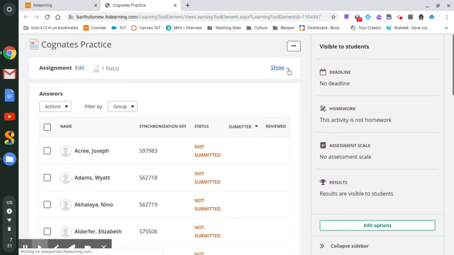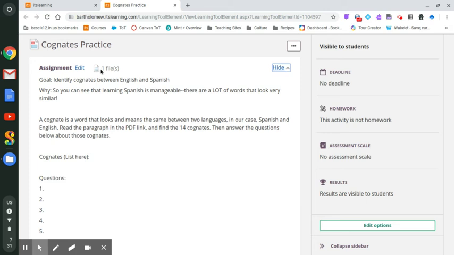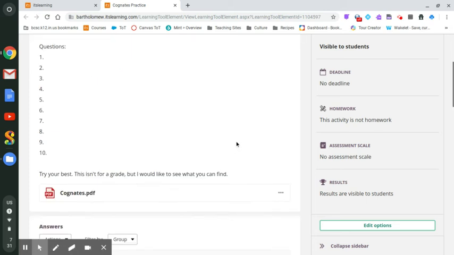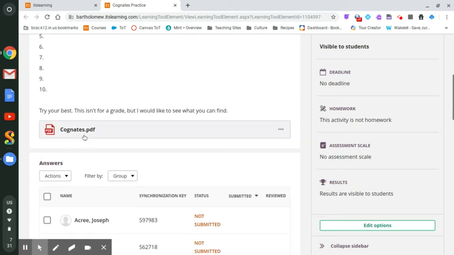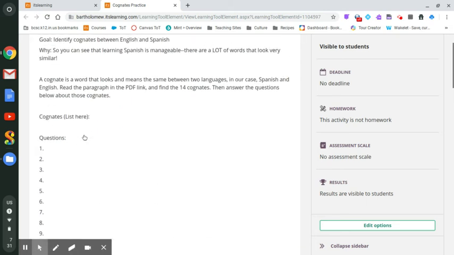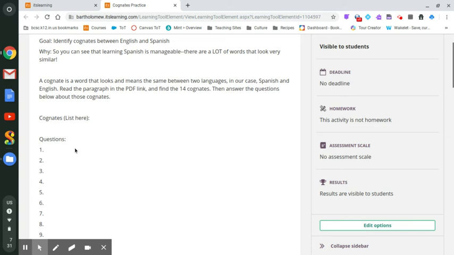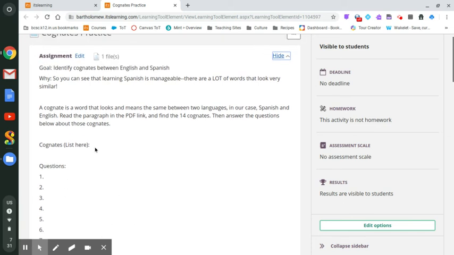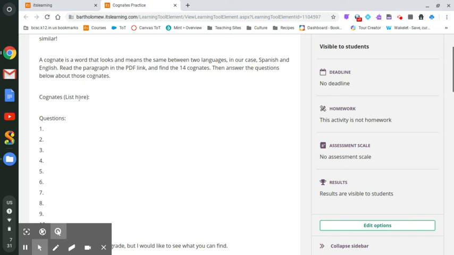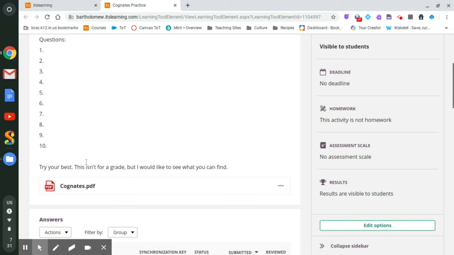So if we're looking at this, what you're going to do is you want to look at this file. It's right here, PDF, and you can answer straight here on the assignment. So you'll enter the 14 cognates here, and then there's 10 short questions about those cognates. Just try your best. This is not for a grade. This is just so you can try your best and see how you do.